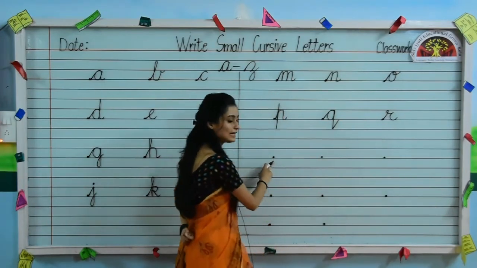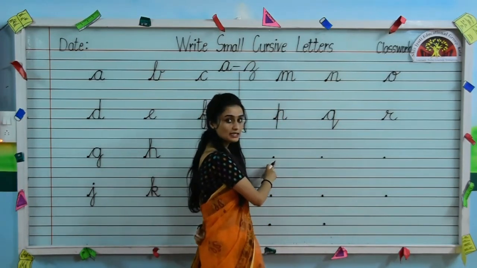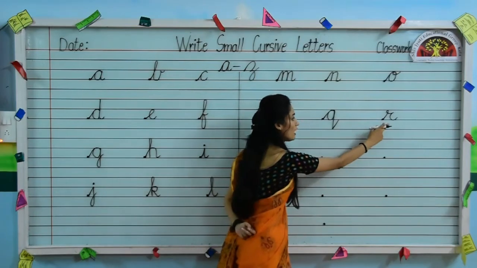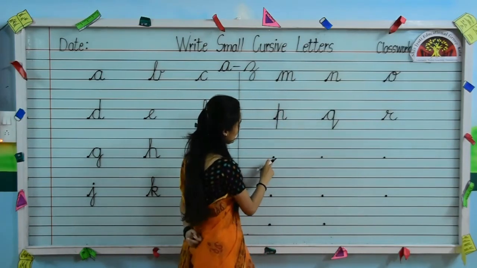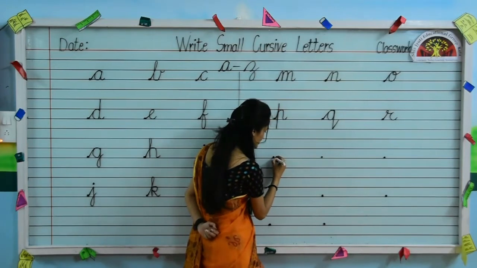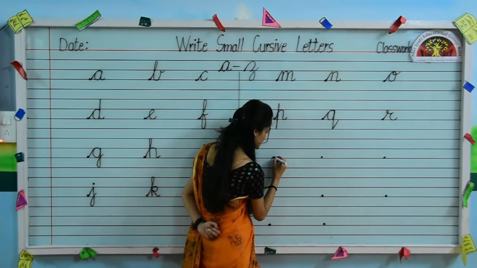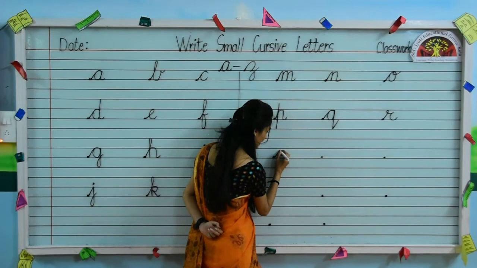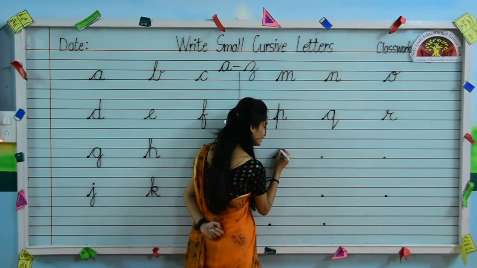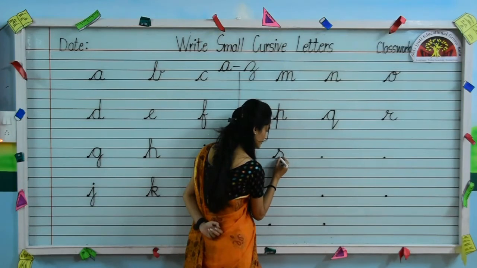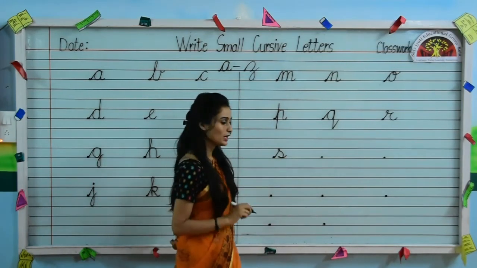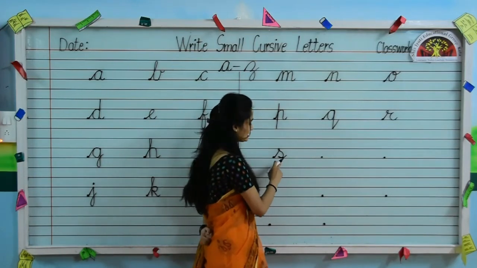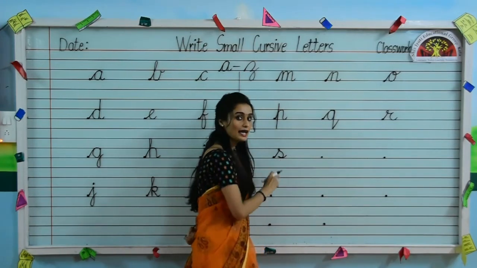Now come on the next line. Which is the next letter? P, Q, R. Then the next one is S. So put your pencil over here on the dot and slanting line up. Touch the second line. Then a loop, curve and out like this. This way you have to write your letter S.